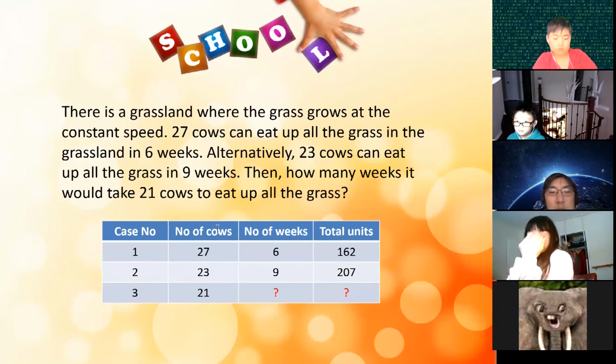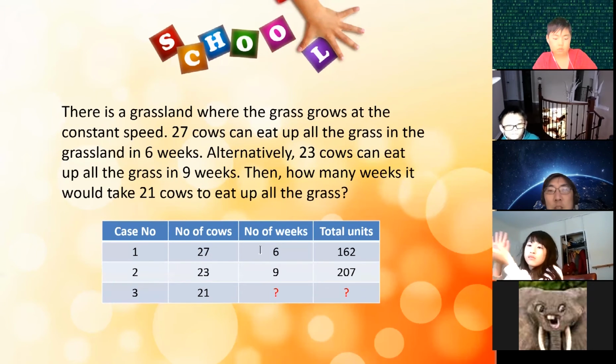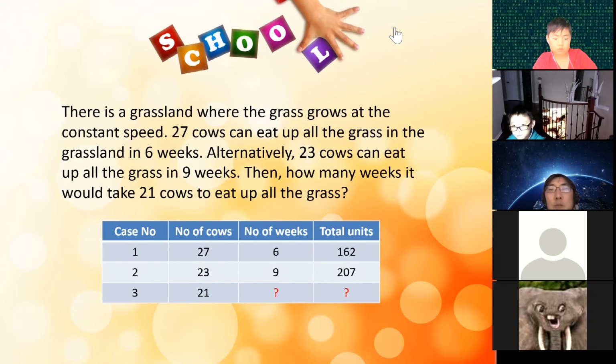After a lot of painstaking analysis, finally, we have only one thing left to do. We have to find out the amount of the old grass, the grass that originally existed in the grassland. Okay, so how to do that? Let's look at the first row. 27 cows eat 6 weeks, and in total, they eat 162 units of grass.